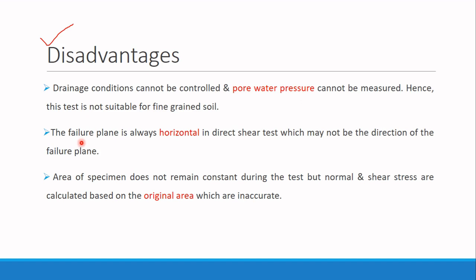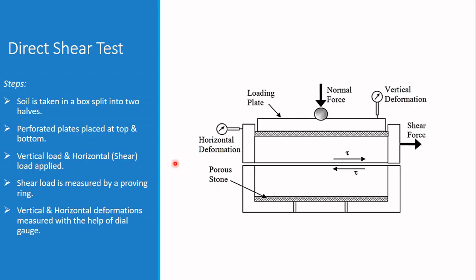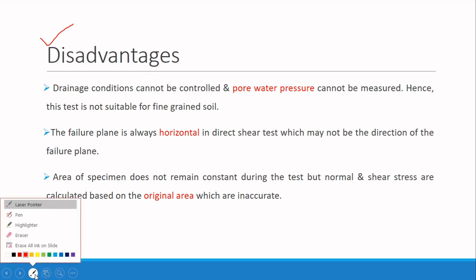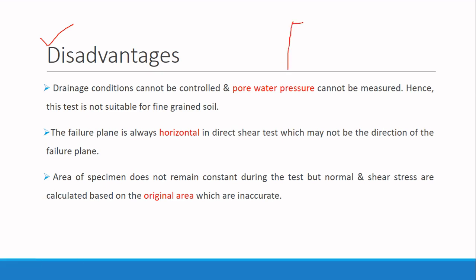The second disadvantage is that the failure plane in the direct shear test is always assumed to be horizontal. If you look at the diagram of the direct shear test, this is actually the horizontal plane of failure. It is assumed that the soil has failed by shear along this horizontal plane. But this may not be the case in all soil samples. The soil can also fail along a plane which is oblique in nature. Suppose this is the soil sample, it may also fail along a shear plane which is not horizontal, but slanting. Okay, so this is the second disadvantage of the direct shear test.